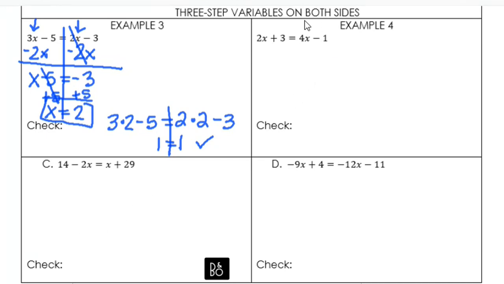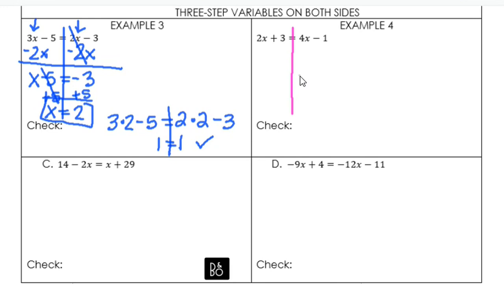Example number 4. We're always going to begin by drawing the wall. Do we have any grouping symbols? No. Do we have any like terms on the same side that we can combine? We can't combine 2x plus 3, and we can't combine 4x minus 1. So no, there's nothing on the same side that can be combined. Do we have variables on both sides? Yes, we have 2x on the left and we have 4x on the right. So variables on both sides.